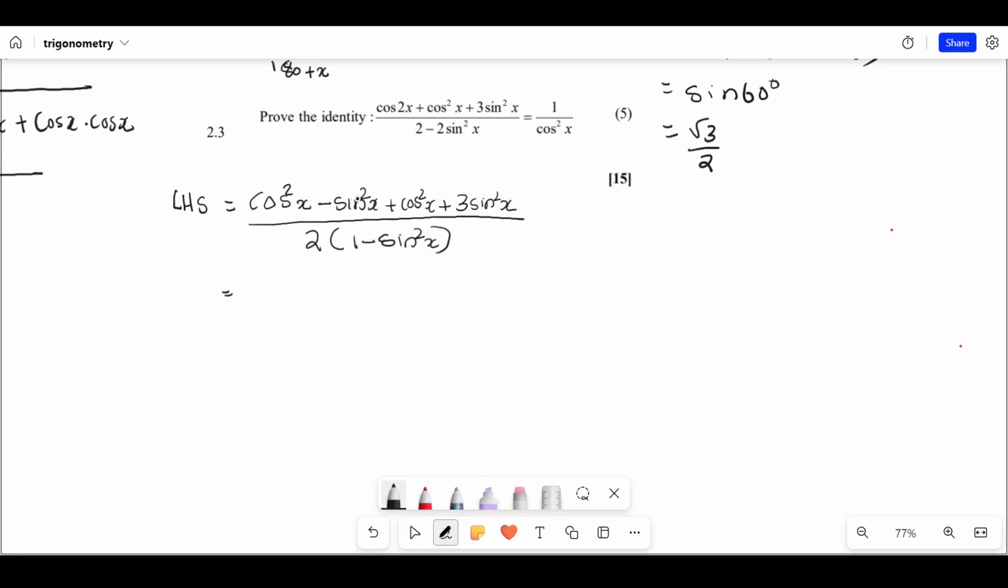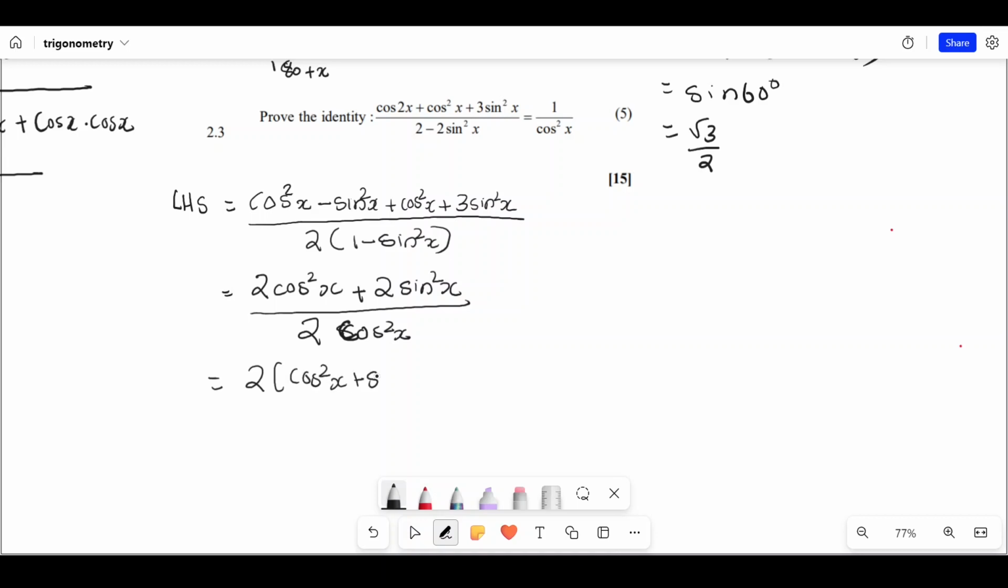Equal to, here now you can do more simplification. Cos square x plus cos square x like terms, so they become 2 cos square x. Minus sin square x plus 3 sin square x becomes plus 2 sin square x, divided by 2 times 1 minus sin square x, which is cos square x. So here you can take the 2 out as a common factor on the numerator, so it becomes cos square x plus sin square x divided by 2 cos square x. Now the 2 and the 2 cancel, cos square x plus sin square x is 1, divided by cos square x, which is the right hand side.